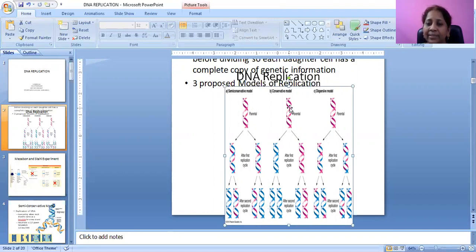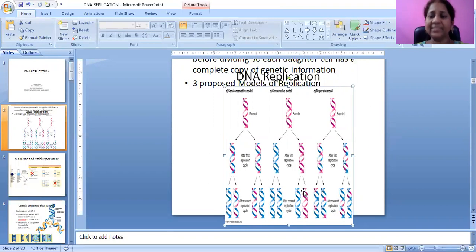In the conservative method, the parent strands are differentiated by color, which we can clearly see from the color variation. Here blue color and pink color show parental strands and daughter strands. Then from these two daughter strands and here two. But in the dispersive method, it is half of half of half.